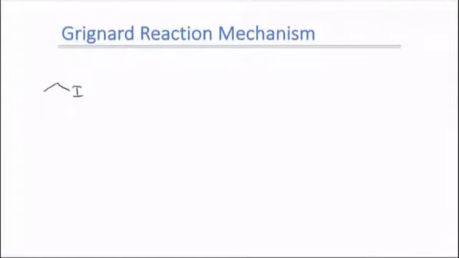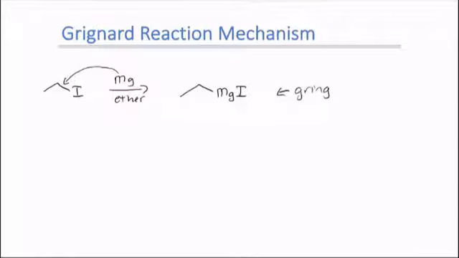So first, let's say we have an alkyl halide, and I'm going to react it with magnesium and ether, because we always need to form that reagent first. What's going to happen is the magnesium is going to insert itself between the carbon and the iodine. So once it does that insertion, now we have the magnesium there that's connected to the carbon plus the iodine. So this forms our Grignard reagent. The Grignard reagent then goes on to the next step.